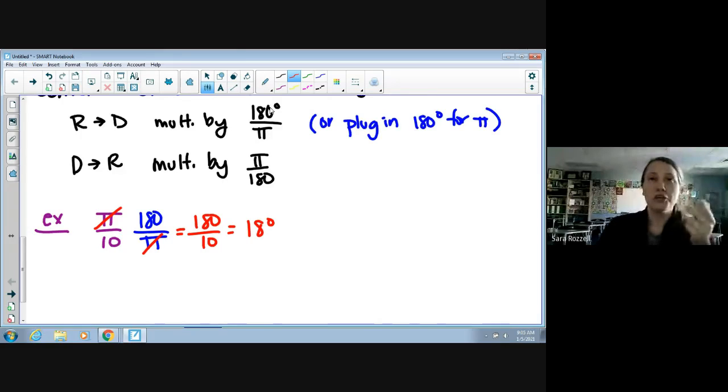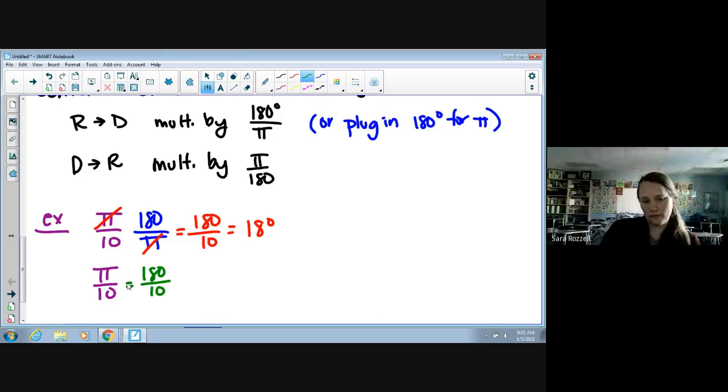I'll show you how you can do this one a little bit quicker by just plugging 180 in for pi if you would rather do that. So pi over 10, we said that pi is the same thing as 180 degrees. So I can just replace the pi with 180. And that gives you 18. So when you replace it, it essentially does the canceling out for you. Any questions on switching from radians to degrees? We multiply by that, cancel where we can.